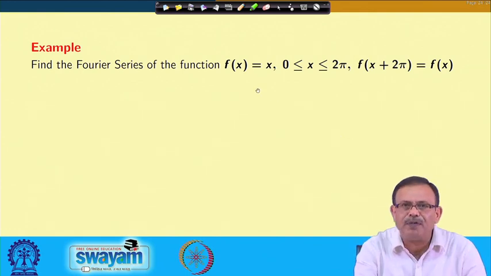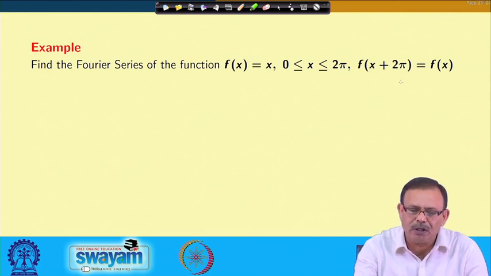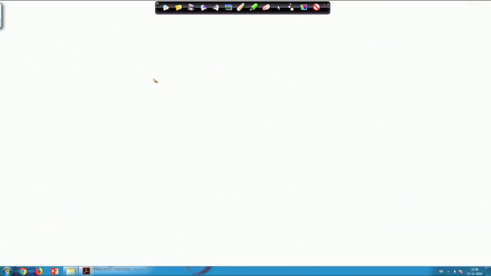Let us take a function f(x) equals x, where x lies between 0 and 2 pi, and it is a periodic function with period 2 pi, that is, f(x + 2 pi) equals f(x). So, here I am directly writing a naught equals 1 by pi, integral from 0 to 2 pi of f(x) dx. And if you calculate it with f(x) equals x from 0 to 2 pi, it will become only 2 pi.